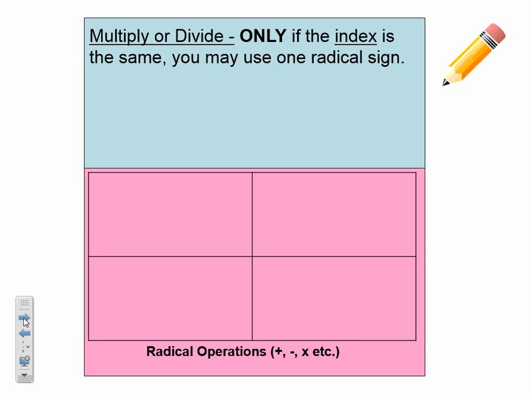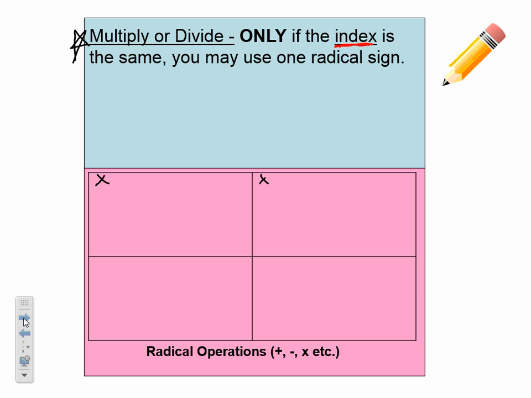So we should have 2 examples already done right here. This right here needs to get into your notes. It says when we multiply or divide, you only get to do this if the index is the same. You may use one radical sign, so we can combine them and put them all under one radical sign. So that's very, very important though. The index has to be the same.